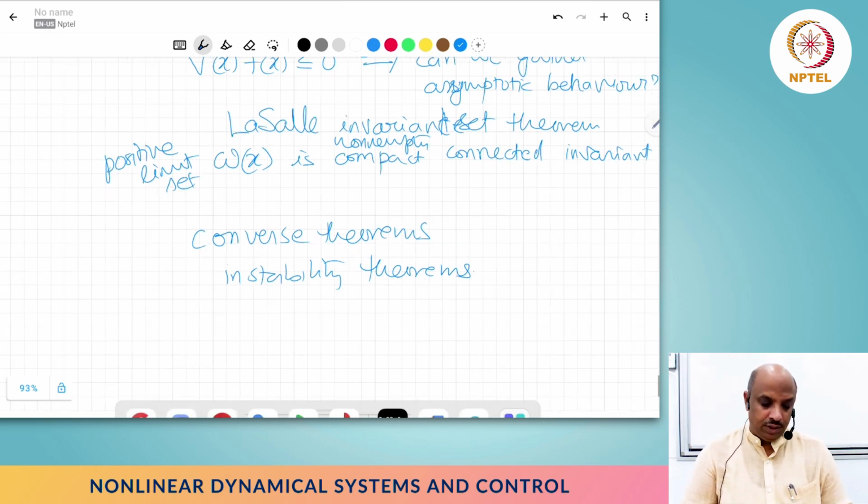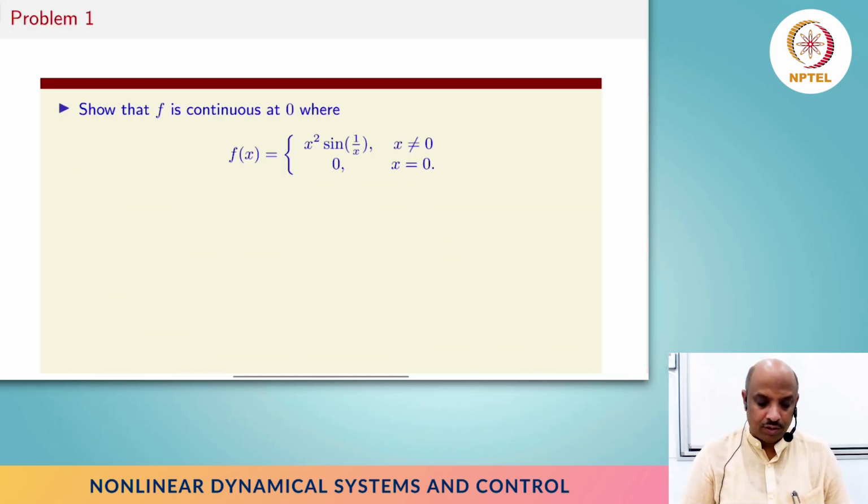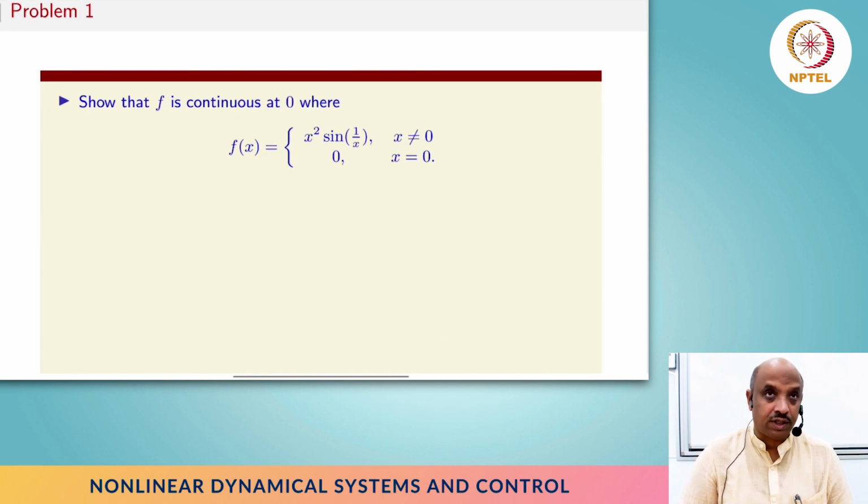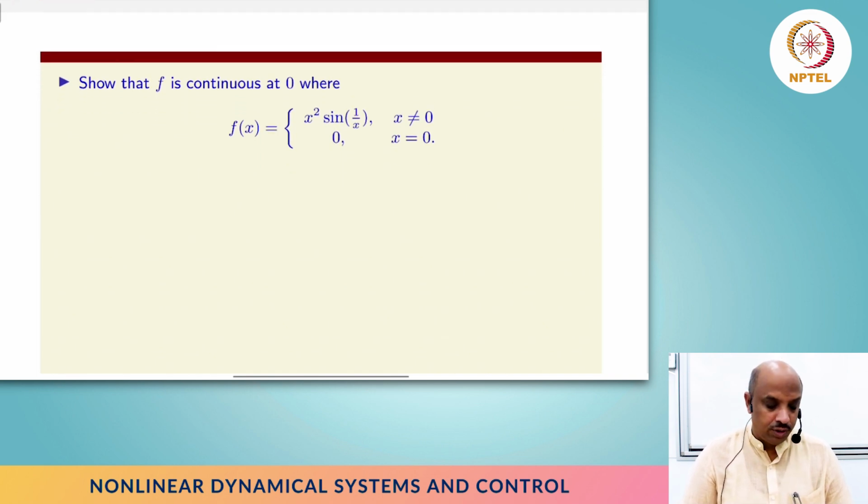So the first problem is nothing to do with stability or anything. It's important that students going through a nonlinear systems course understand how we show continuity and things like that. More importantly, Lipschitz continuity, continuous differentiability, and things like that. But here I'm going to show primarily how to show continuity, right?